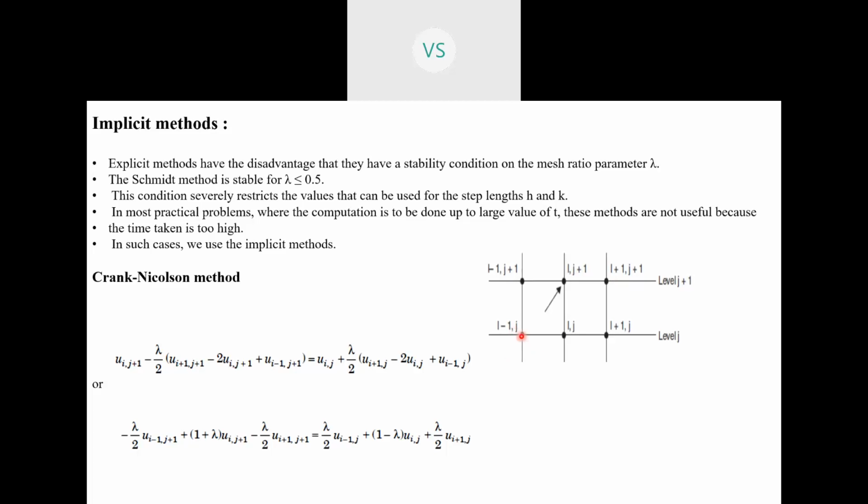So lambda by 2 u(i-1, j), plus 1 minus lambda u(i, j), this term, plus lambda by 2 u(i+1, j). So here you can see, here it is 1 plus lambda, here it is 1 minus lambda, and here it is plus. So when it is minus over here, you have to take plus over here. So for the middle term, there is an addition sign. So you have to remember the formula. You can remember whichever formula you find easy.